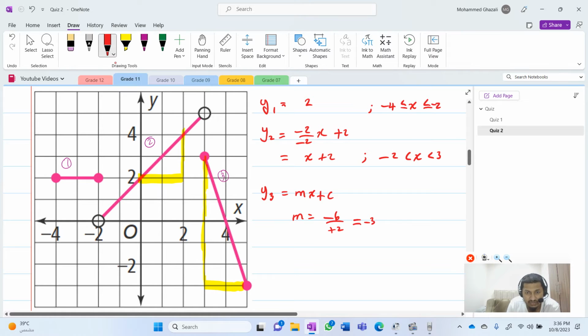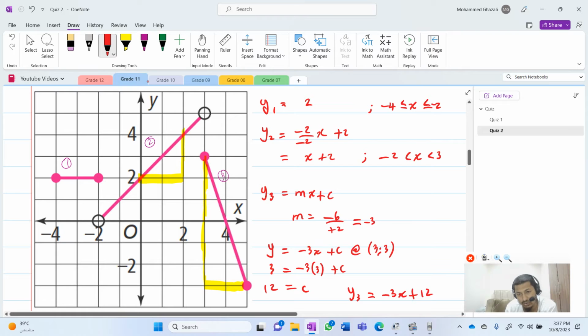That's the slope. And to find the value for c, we have to substitute one of the points that is on the graph. So we will say y is equal to -3x plus c, choosing a point that lies on the graph, which is (3, 3). Because if we continue this line further up, you can see the y-intercept is somewhere around 9 or something. So if you substitute (3, 3), y is equal to 3, x value is 3, so -3 times 3 plus c. And if we take this -9 to the other side, we get c is equal to 12. So my third graph is equal to -3x plus 12.